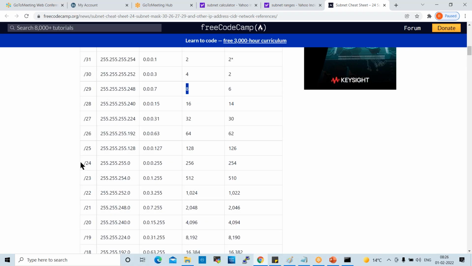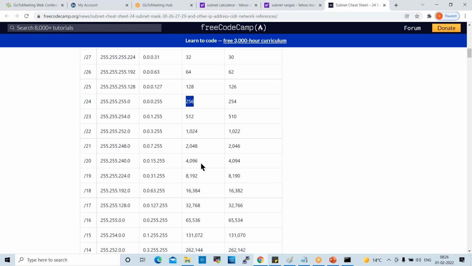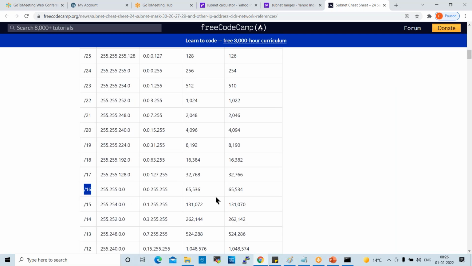Most of the time we use /24, meaning 256 devices we can connect within that subnet, right? Also we use /16. 65,536 IP addresses we can accommodate within the subnet. Right, so these are the subnet ranges. While working on VPC in AWS, I'll show you the standard ranges. While working on the networking part in AWS, by that time I'll show you.